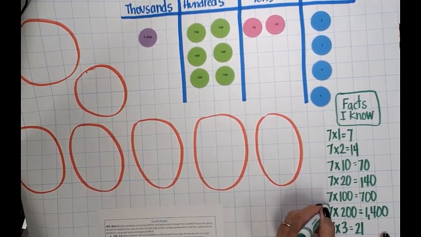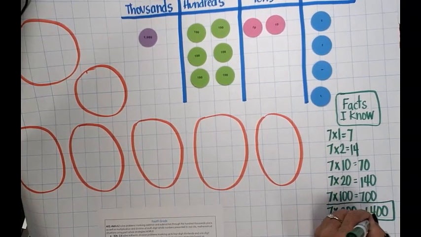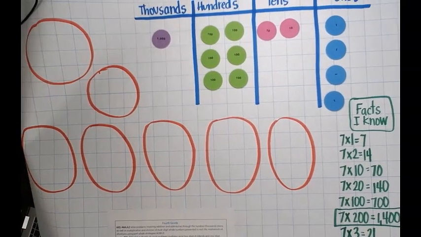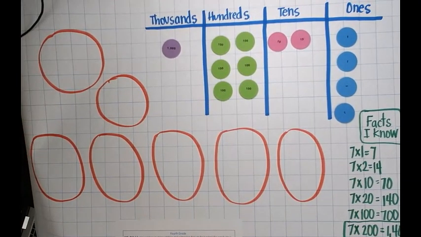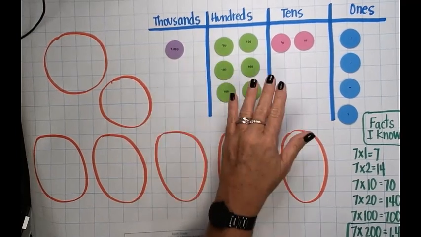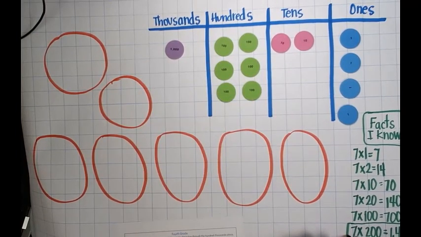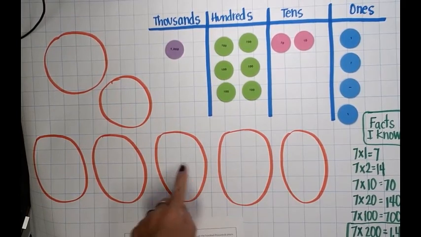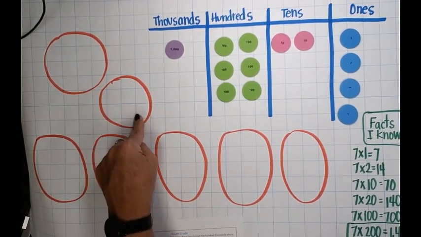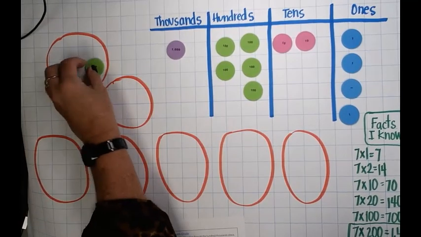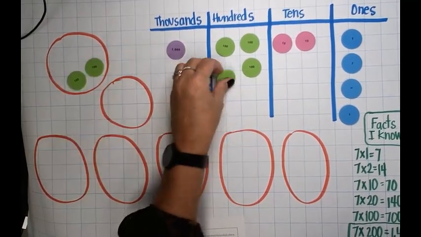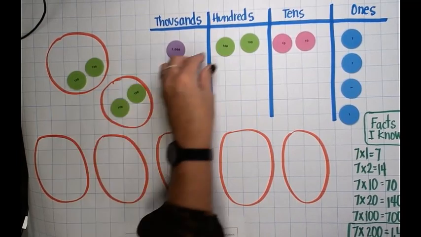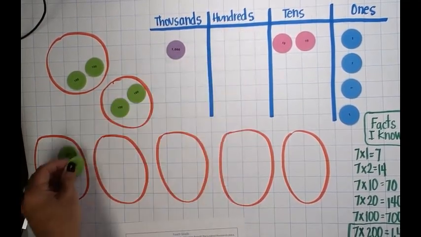So I think I'm going to start off here with my 7 times 200. So I'm going to take 7 times 200 to make 1,400. So I'm going to have to use my place value discs. Each 7 is representing my circles. So each circle is going to need to get 200. So let's start that off. 100, 200, 100, 200, 100, 200. Uh-oh.